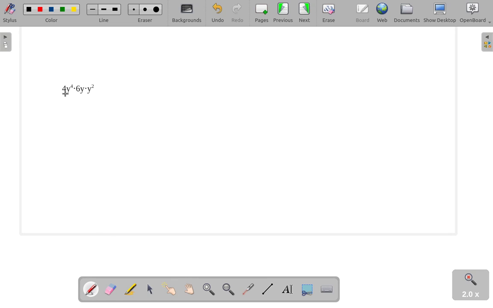On this one, it looks like we have a 4 and a 6. We have a bunch of y's as well. 4 times 6, that's 24. Times y to the 4th, times y to the 1st, times y squared. I'm just writing it like this to make things a little easier on this next step so you can see what's going on. 4 plus 1 plus 2 is 7. So we end up with 24y to the 7th.